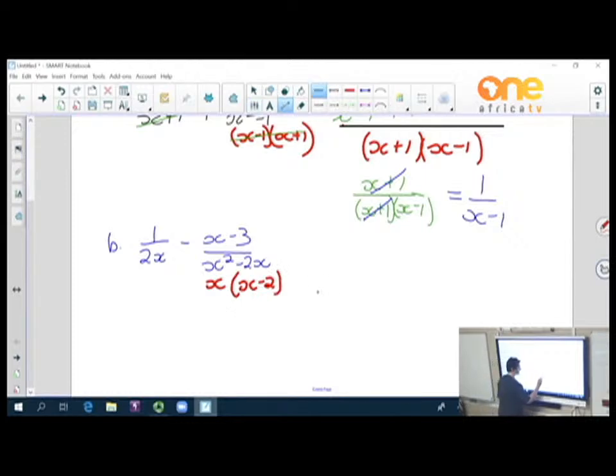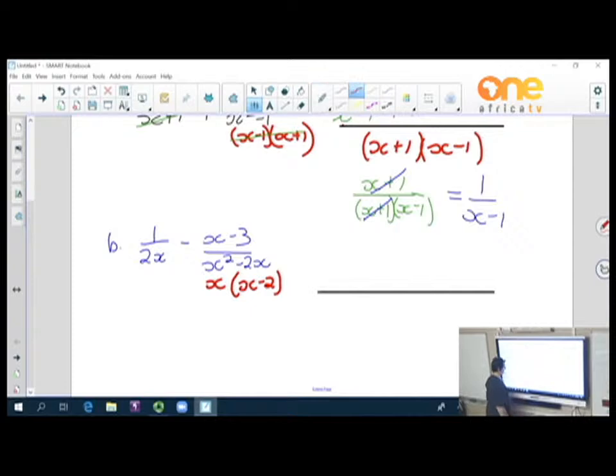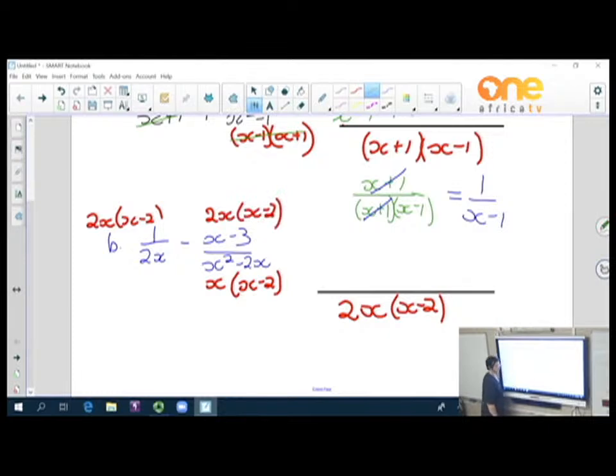So now what is my LCM? I need a 2. I need an x. This x is already there, and I need x minus 2, my lowest common multiple. That's why I choose those values. So now I multiply with 2x, x minus 2, and here you also multiply with 2x, x minus 2, and we cancel. So this will cancel out, and there will remain x minus 2. Here the x will cancel, this will cancel.